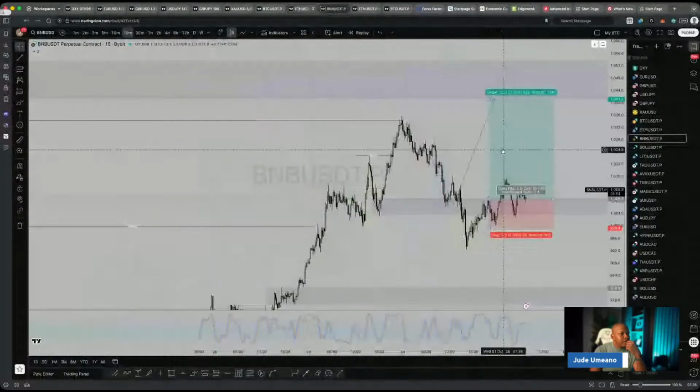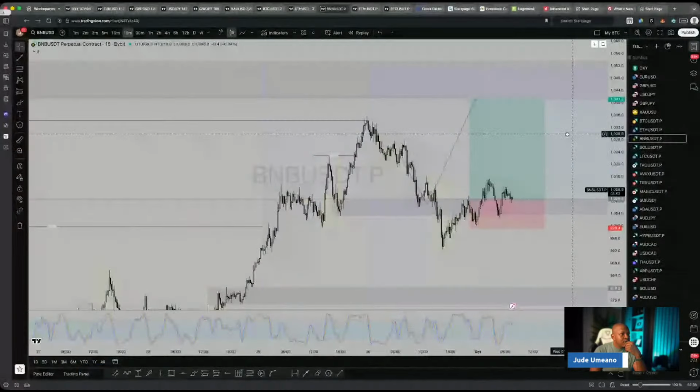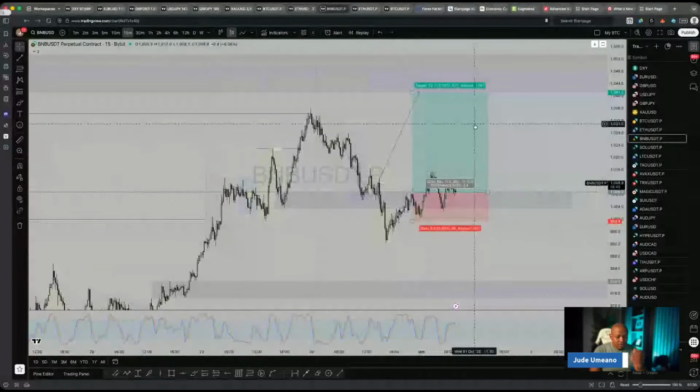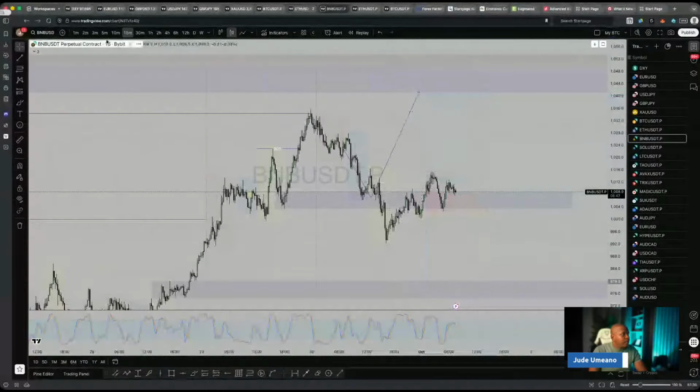BNB, final coin to analyze. Again, this is a losing trade I took yesterday. You can't win all. That's just it.